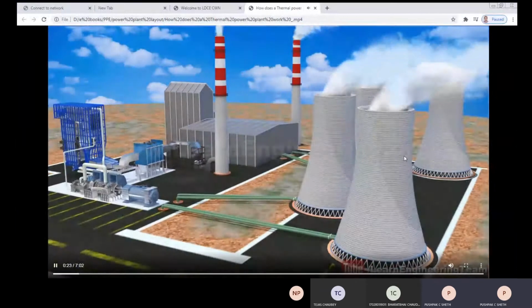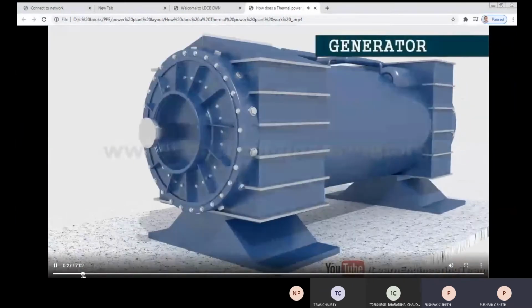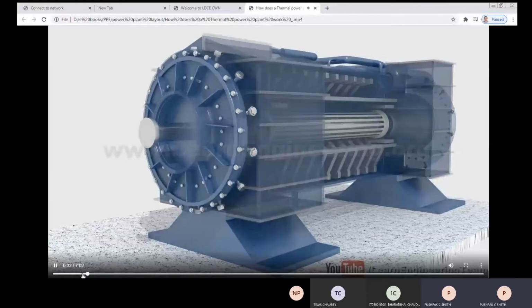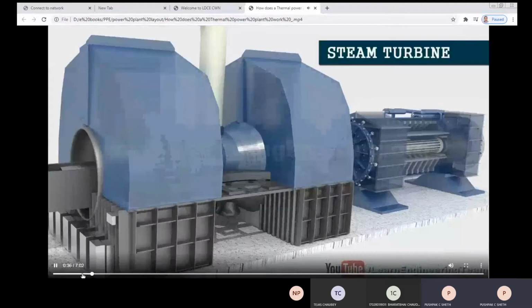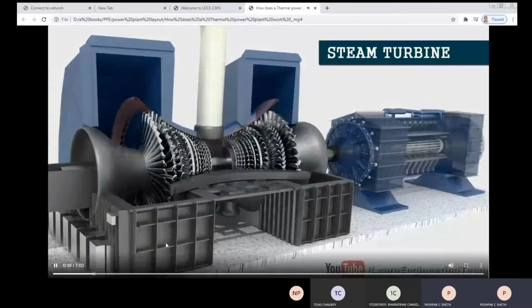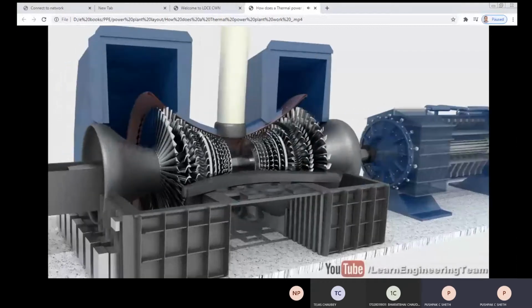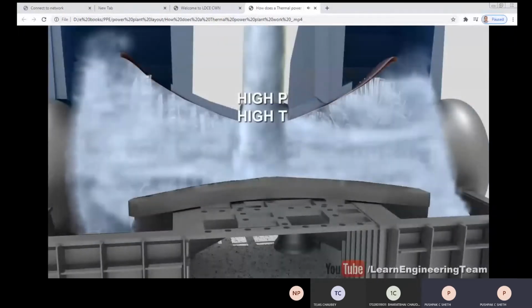You can say that this is the cooling tower. That is the part of the cooling circuit. This is the generator, which produces power for us. That means mechanical energy is converted into electrical energy with the help of this generator. It is connected with the turbine. You can say this is the LP and HP turbine connected on the same shaft with the generator that induces the power. HP and LP turbines.